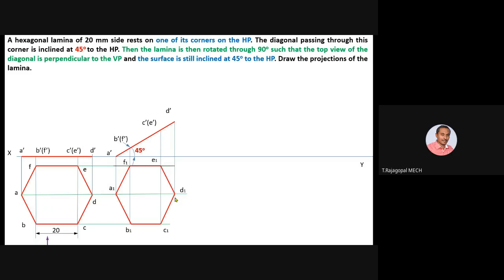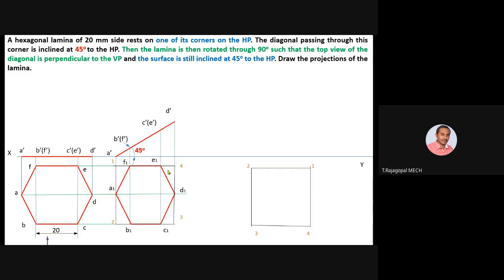So once again, we frame a rectangular box for our convenience. You can give names like 1, 2, 3 and 4 for the corners. Now from the rectangle point of view, you can see 1 and 4 is parallel to XY. It has to be made perpendicular to XY because of the 90 degree rotation.